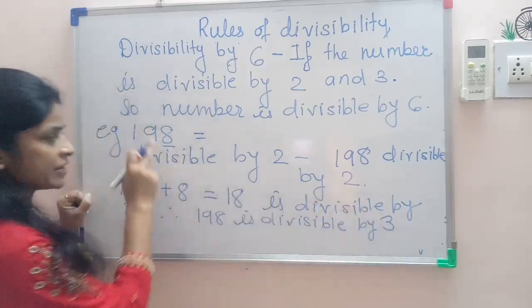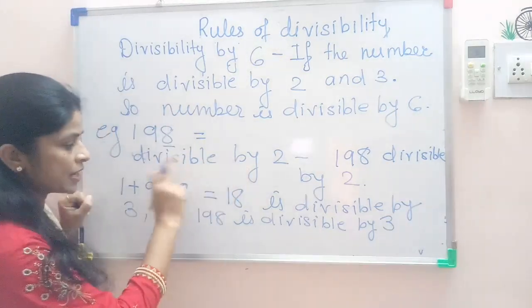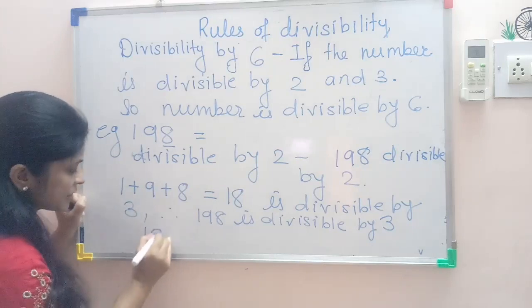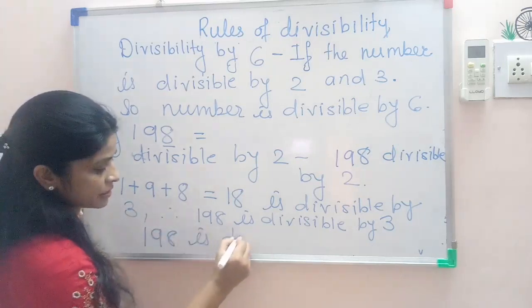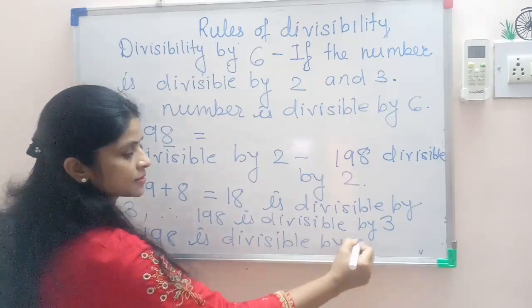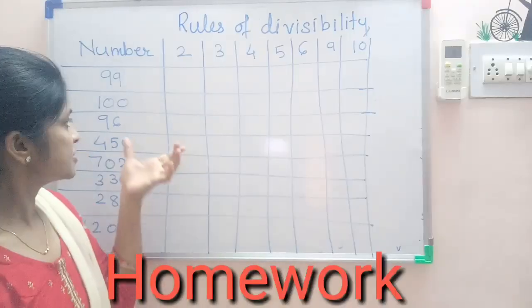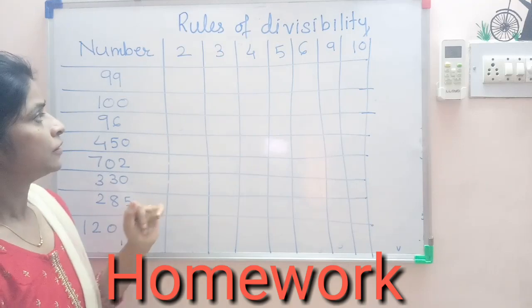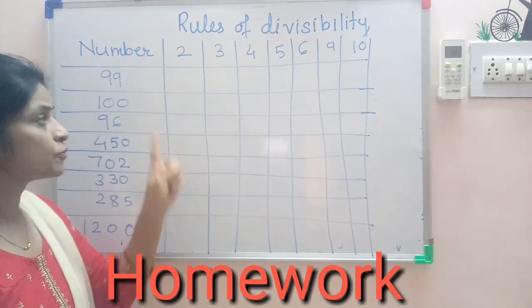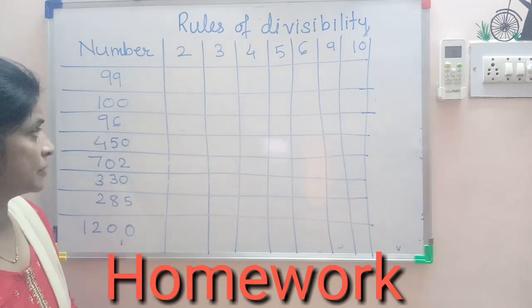Now the given number is divisible by 2 and also divisible by 3. So 198 is divisible by 6. Now let's see the solution for this example. You have to put a tick if the number is divisible. You have to put a cross if the number is not divisible.